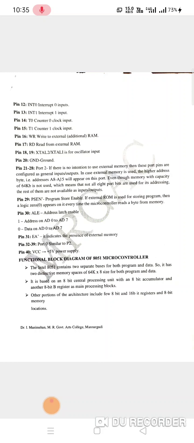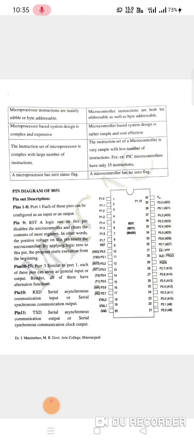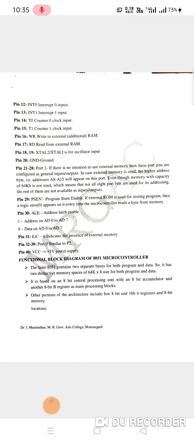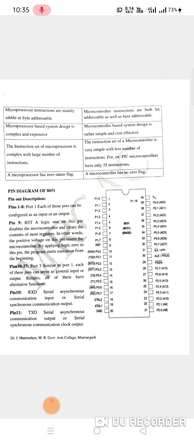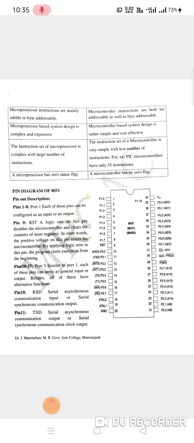It is also an active low input. And pin number 14 is T0, that is counter 0 clock input. Pin number 15 is T1, that is counter 1 clock input. Pin number 16 is the active low write to external, that is additional RAM. These are the WR bar and RD bar, the active low signals.